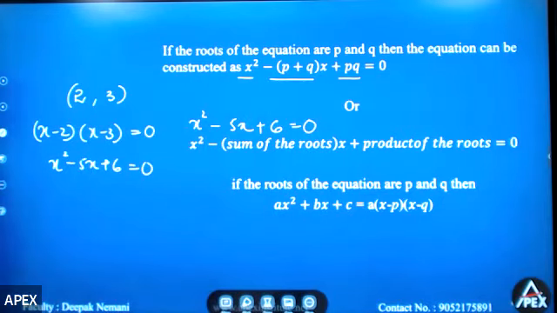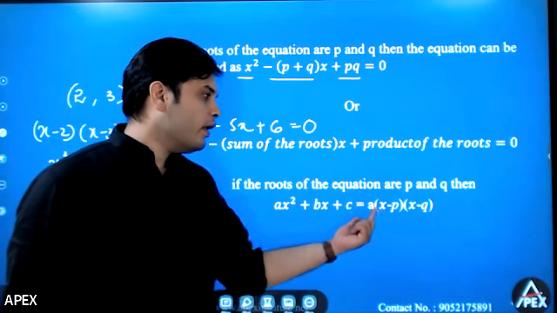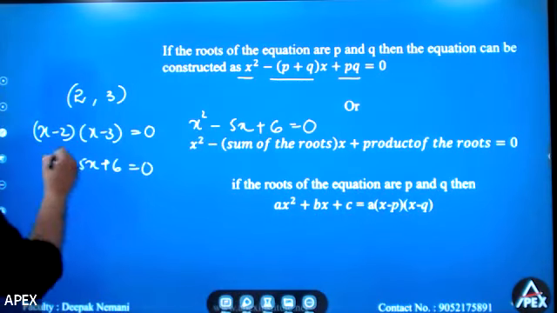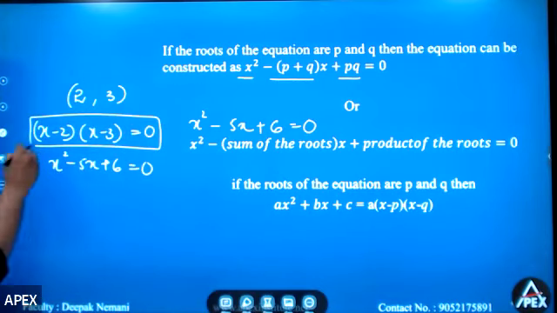Clear? Now, if the roots of the equation are p and q, then ax square plus bx plus c is equal to a into (x minus p) into (x minus q). So this is what we have done.